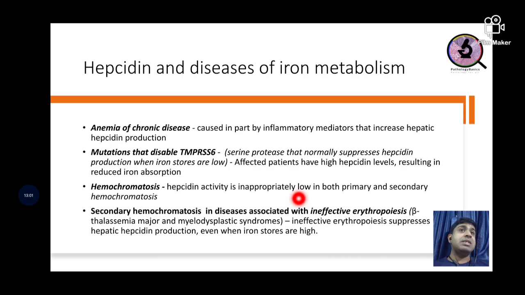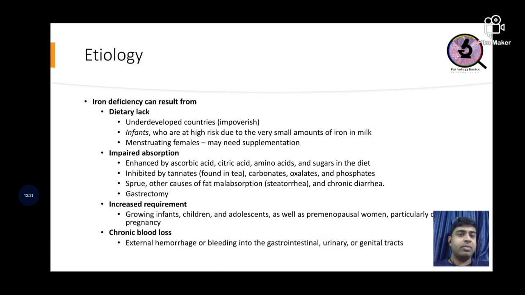So now coming to etiology of iron deficiency anemia. Iron deficiency anemia happens because of a dietary lack. It may happen because of impaired absorption, or sometimes there is increased requirement of iron, or sometimes there is chronic blood loss. So all these can lead to iron deficiency anemia.